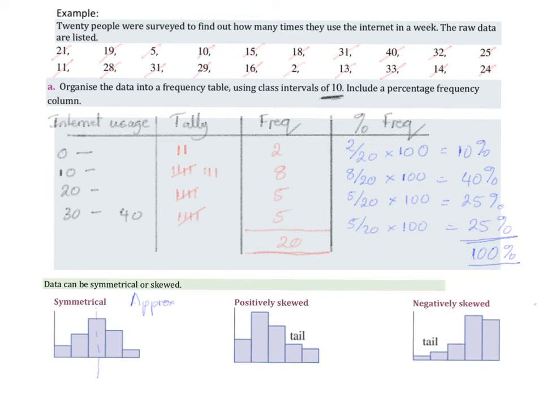So if I put a mirror down the middle there, it looks the same or approximately the same on both sides. Now with positively skewed, what we're looking for here is the tail moving in the positive direction. You can see that it's getting smaller as we go in the positive direction, and therefore negatively skewed, the tail is moving towards the negative direction. So they are the three terms that we need to be familiar with in describing our histograms.